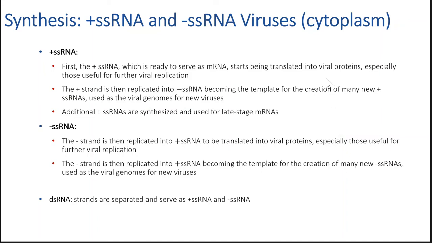Okay, so either way, we need to make positive single-stranded RNA to be used as messenger RNA on both sides, and we need to make templates to create the nucleic acid that gets packaged. Now, double-stranded RNA, what we have observed is that it gets unzipped and pulled apart, and then once it's separated, it serves as positive single-stranded RNA and negative single-stranded RNA. It gets copied, and then those pieces come together.